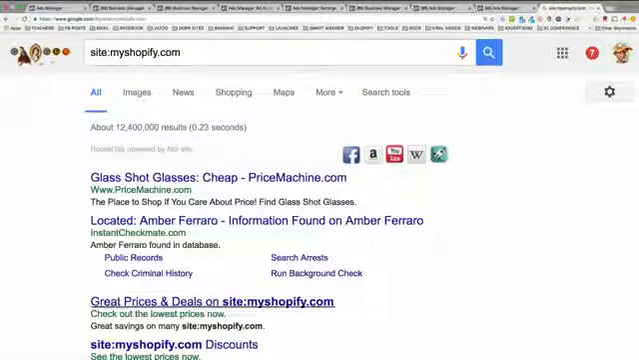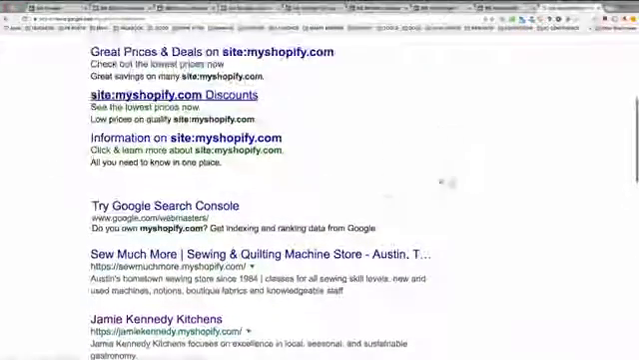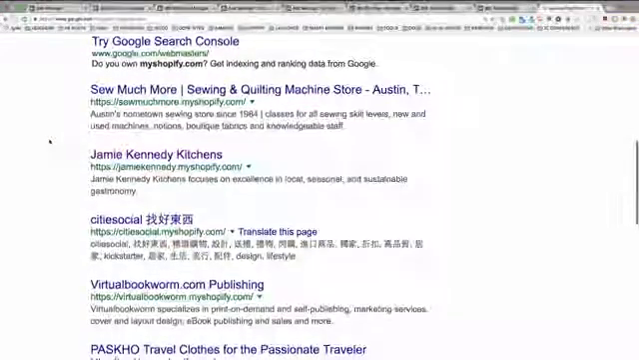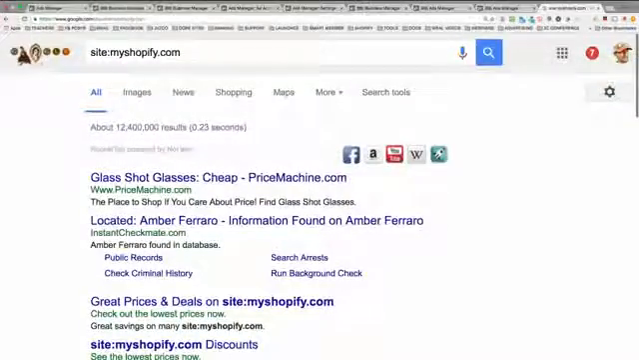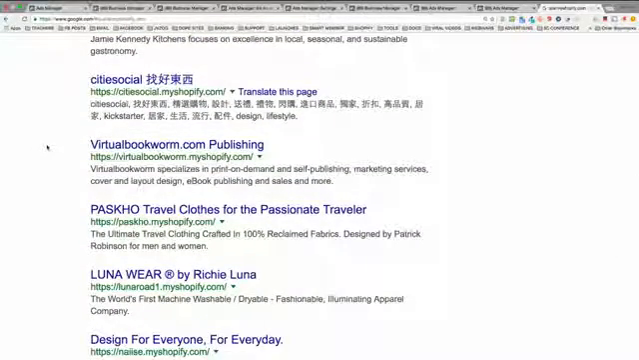Site:myshopify.com. When you do this, you're going to go past the paid ads, and just go down to the regular site results, site:myshopify.com. What this does is it's going to bring up 12 million or so sites. These are a bunch of Shopify sites. Why is this important? Because if I was going to start up a store on Shopify and run ads to it, I would want to see what some other stores looked like. Okay? That's what this is.